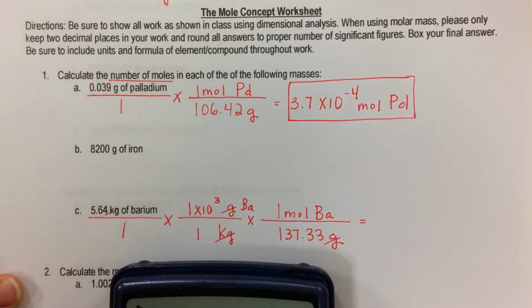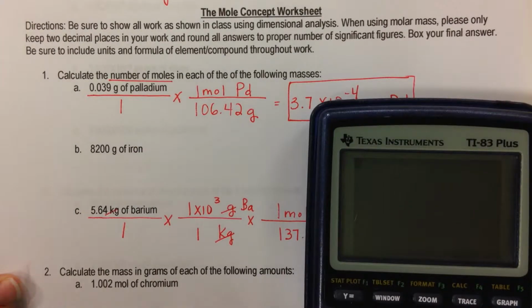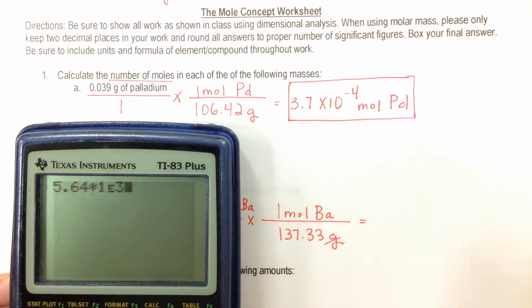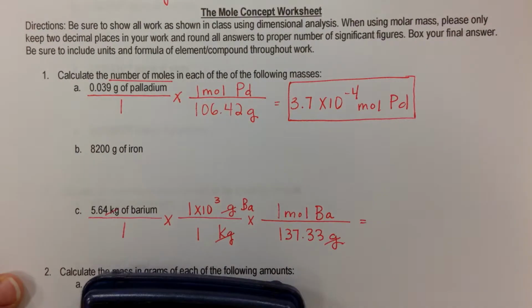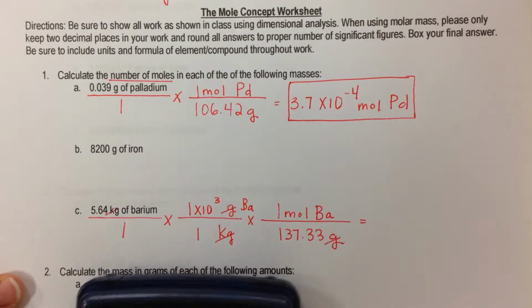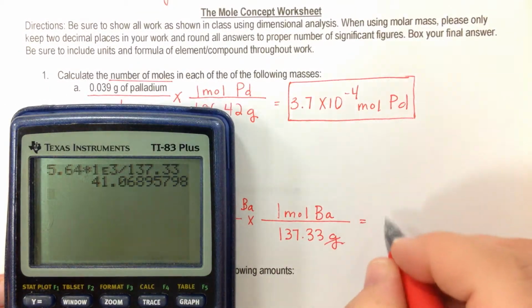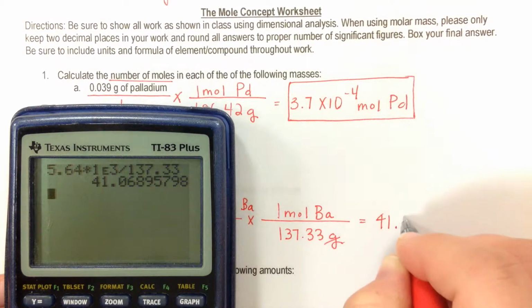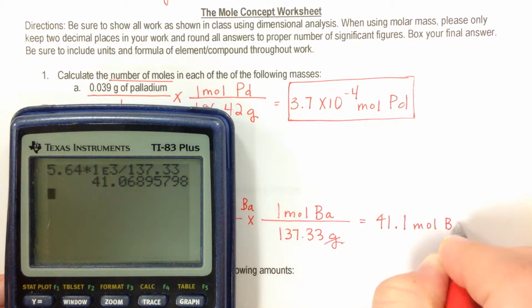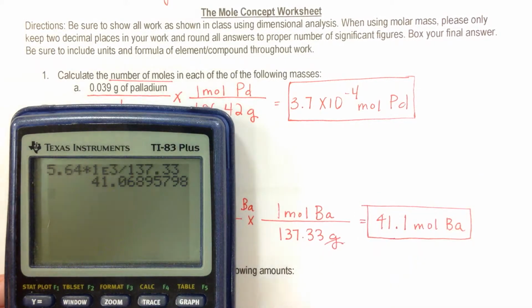I'm going to type in all of the numbers on the top first, so 5.64 times 1, second E, 3. I do not want to push in the times 10. I want to use the exponential function on my calculator. Divided by the mass, 137.33. Looking back, I need 3 significant figures from this number here. And so 3 significant figures would be 41.1 mole Ba. Okay.